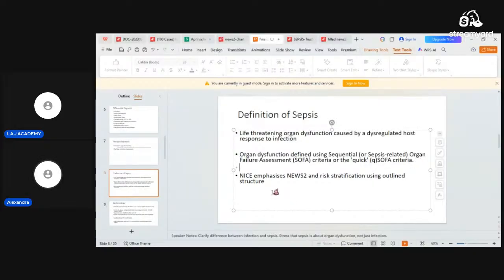However, we are in the UK, and the NICE guideline emphasizes the use of the NEWS2 chart. Use your NEWS2 chart to decide how soon you're supposed to manage your patients, and you also use it to risk stratify the patients using outlined structures and observation. We will see more about this as we proceed.